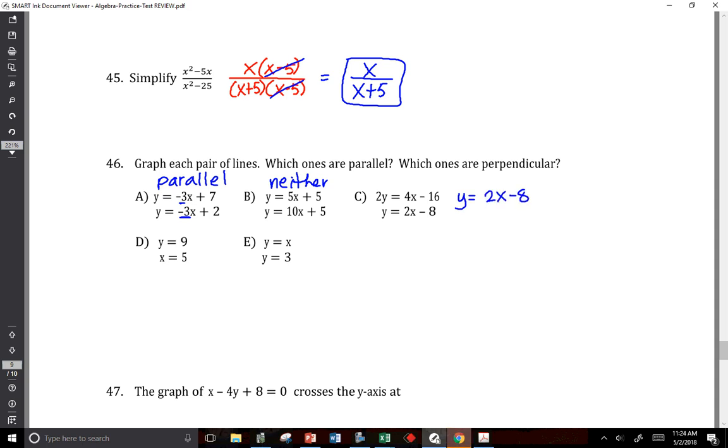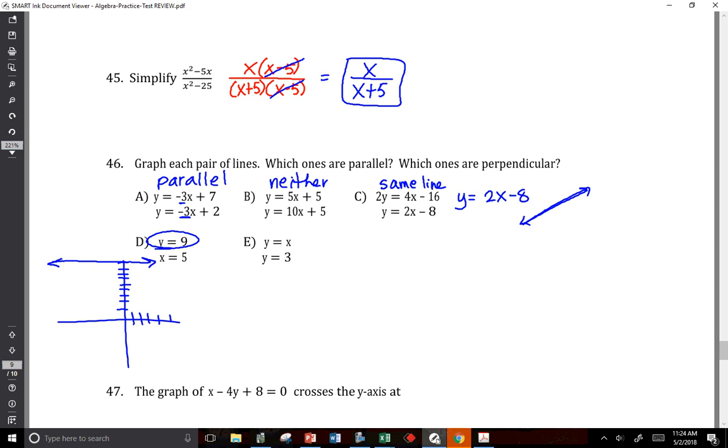You have to get it in the form y equals mx plus b, and whatever b is, that's your y-intercept. So we want to subtract x from both sides. So I have negative 4y equals negative x plus 8. Then I want to divide everything by negative 4. Every single piece gets divided by negative 4. So y equals 1/4 x minus 2. So it crosses the y-axis at negative 2.